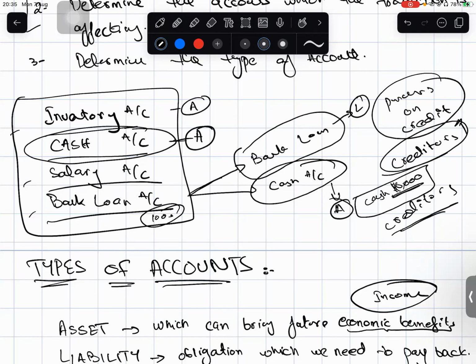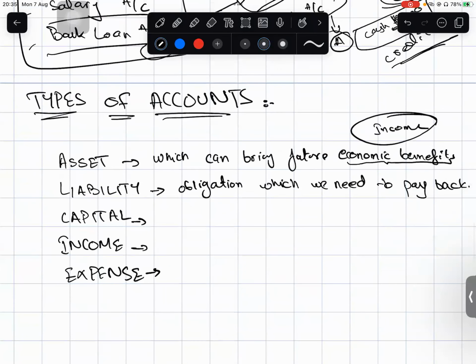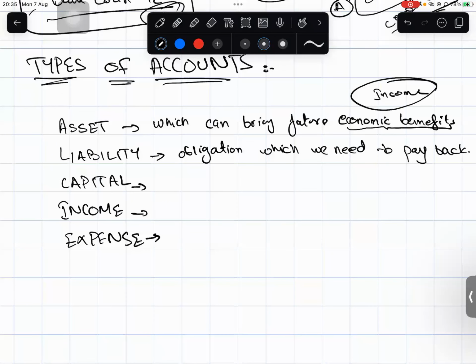You will understand this much better when we talk about the double entry system and what debits and credits are, because that will complete the whole picture. But as far as we are right now, do you understand what assets are and what liabilities are? Yes. Cool. So capital, all you need to know right now is that capital is the total amount of money invested by the owners.